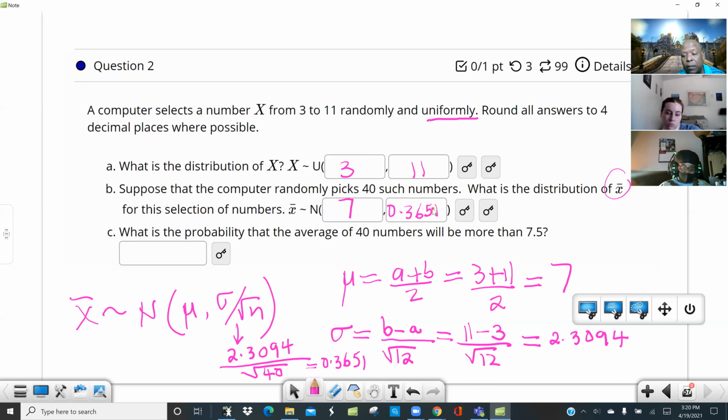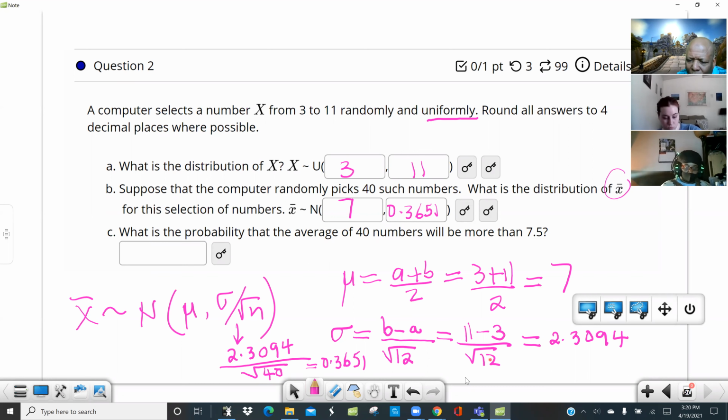So that's the journey. You want to find the mean of the uniform distribution. You find the standard deviation of that uniform distribution, and then you truncate it accordingly. Divide by the square root of the sample size to determine the standard deviation of the sampling distribution of the mean, as they call it. And now, with this normal distribution, we can find the probability of being more than 7.5.